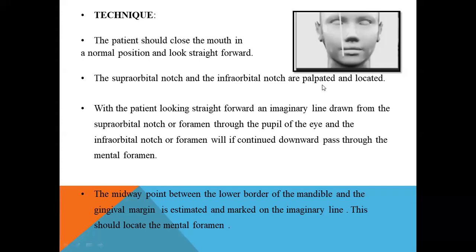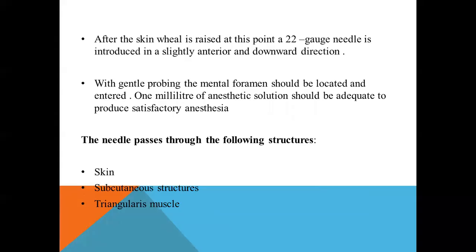So the midway point between the lower border of the mandible and the gingival margin is estimated on the imaginary line. This should locate the mental foramen. After the skin is raised at this point, a 22 gauge needle is slightly introduced in an anterior and downward direction. With gentle probing, the mental foramen should be located and entered.